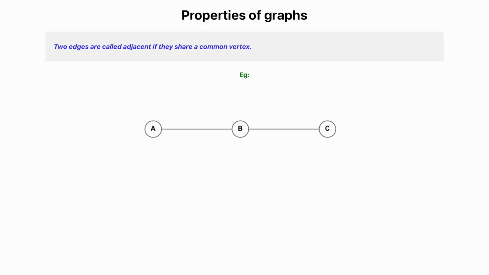We can see some of the properties of graphs. Two edges are called adjacent if they share a common vertex. Two edges of a directed graph are called consecutive if the head of the first is the tail of the second one. Two vertices are called adjacent if they share a common edge.